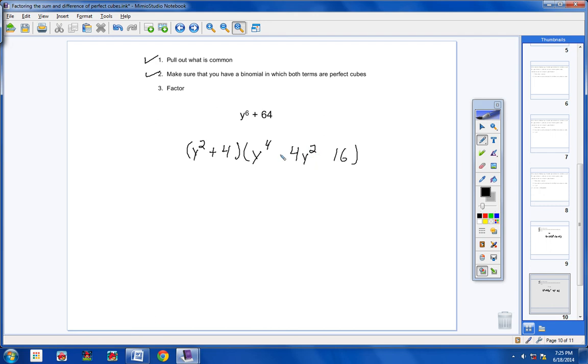Now remember what I taught you about your signs here and your signs here. What I taught you is this first term here is always positive, and this last term here is always positive. However, this sign right here will always be the opposite of this sign right here. So if this is positive right here, which it is, then this sign right here will be negative. And you're finished. Moving on to the last problem, and we're finally done.